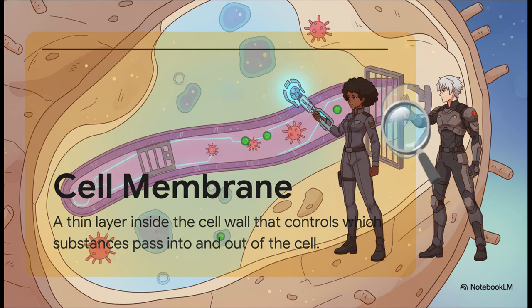Now, tucked right inside that cell wall is the cell membrane. So if the wall is the armor, think of the membrane as the club's bouncer or the security guard at the gate. Its job is incredibly important. It controls exactly what gets to come into the cell and what has to leave.